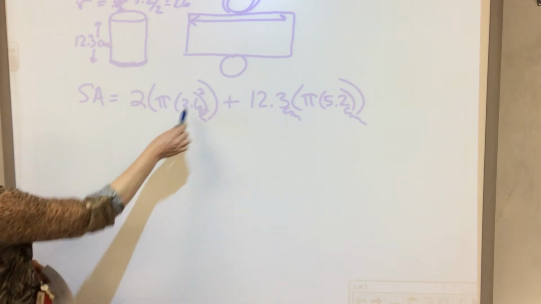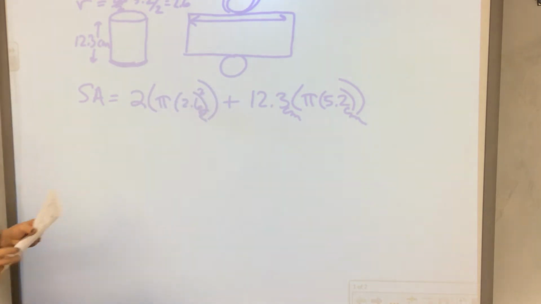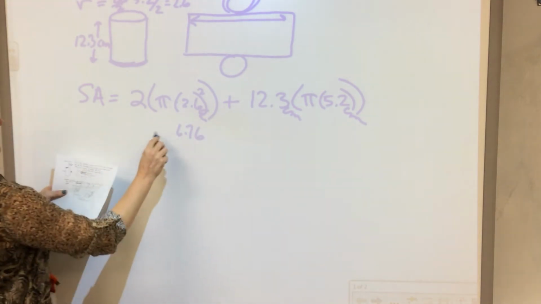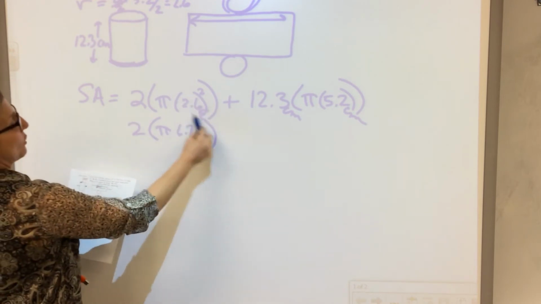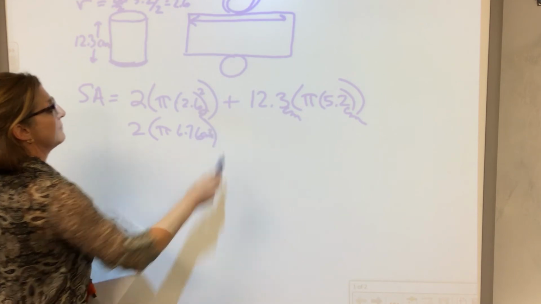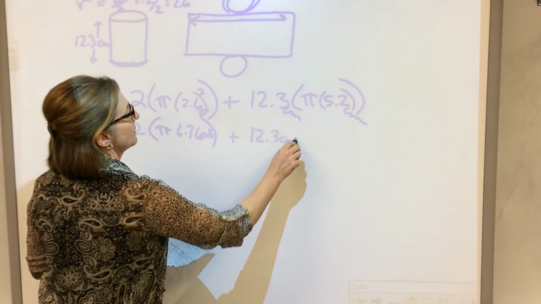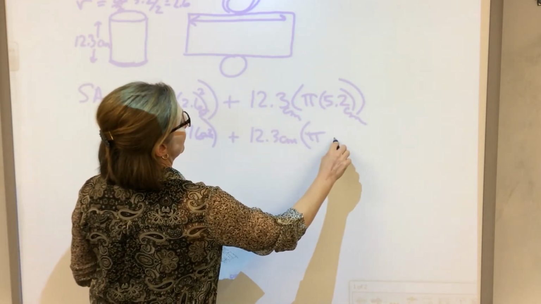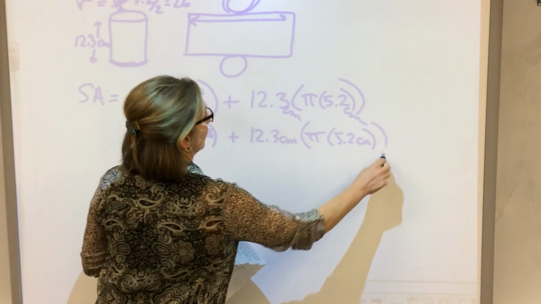So now I'm going to simplify this part. So 2.6, I'm going to take that and I'm going to square it. If you do that on your calculator, you get 6.76. And then we're going to take that times pi, and then we've got to double it. Now when I square 2.6, I also square the centimeters. So that's 6.76 centimeters squared, plus we still have the 12.3 centimeters. And then we've got pi times 5.2. And I didn't do that yet. We'll do that all together here.